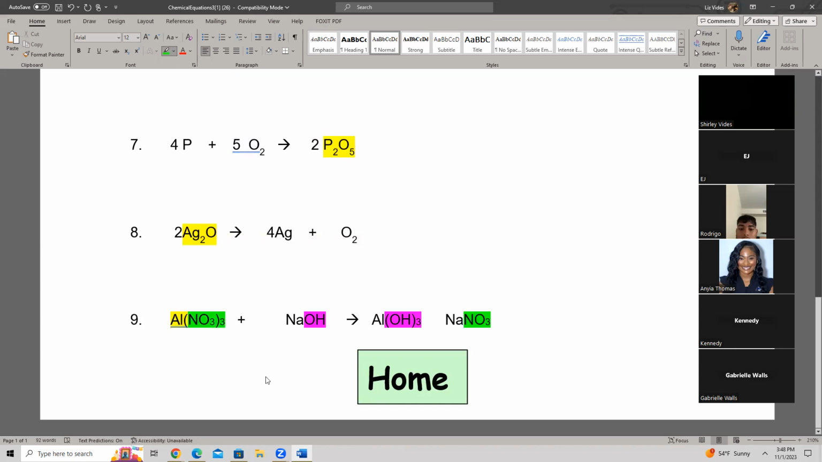Okay, there we go. All right, so let's look at it. We're looking at aluminum. Aluminum is balanced, but nitrate is not. We have 3 nitrates on the left and 1 on the right, so we put a 3 there. Now we have 3 sodiums, so we need a 3 in front of this sodium. And look, everybody's balanced now.